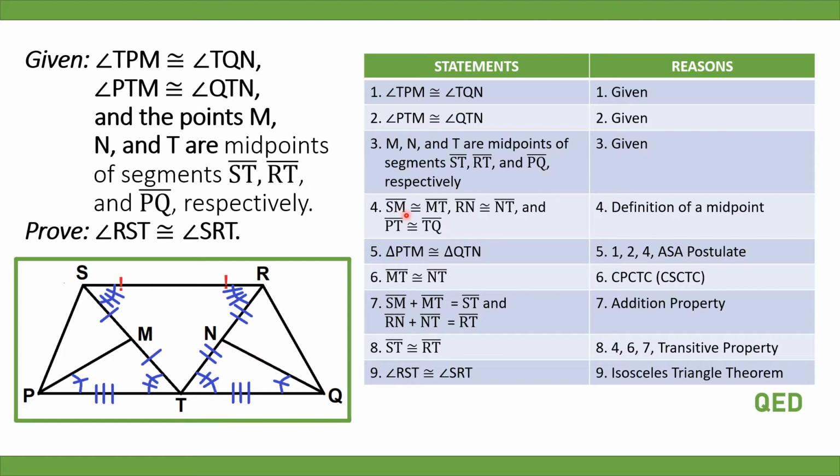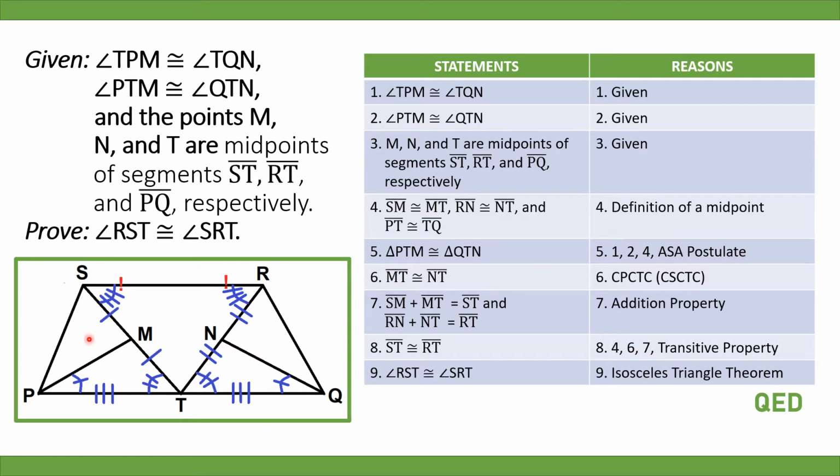Statement 4 is the consequence of statement 3. So we can say that line segment SM is congruent to line segment MT, line segment RN is congruent to line segment NT, and line segment PT is congruent to line segment TQ by the definition of a midpoint. Statement 5 refers to these two triangles: triangle PTM is congruent to triangle QTN by the 1, 2, and 4 as a postulate.